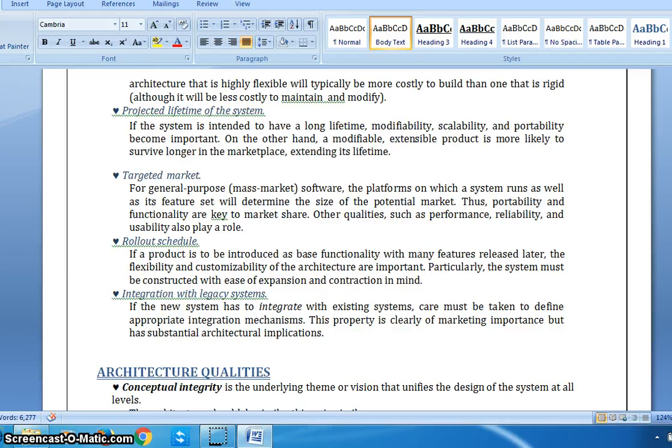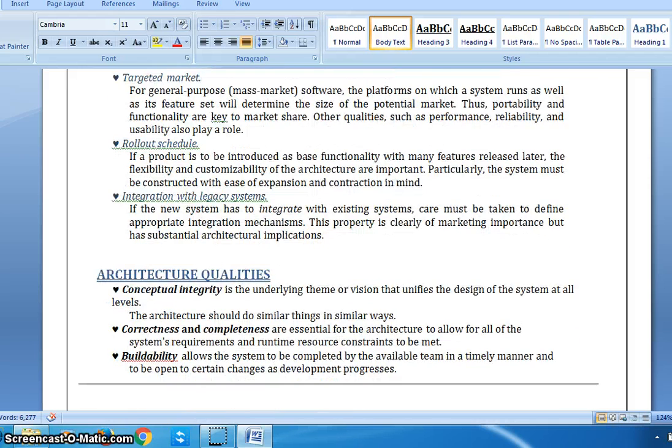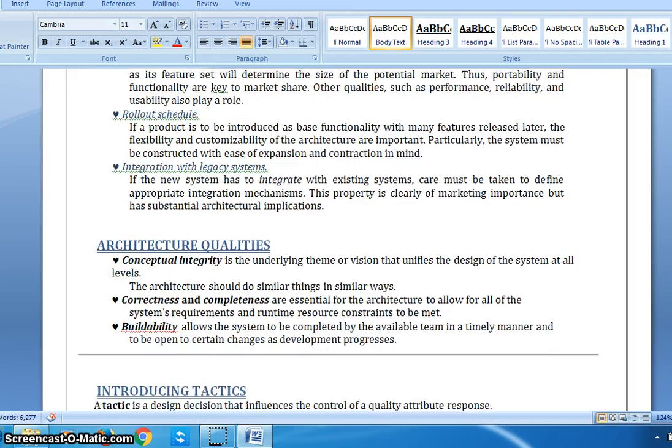The new system has to integrate with the existing system. Care must be taken to define appropriate integration mechanisms. This property is clearly of marketing importance but has substantial architecture implications. These are the business qualities.